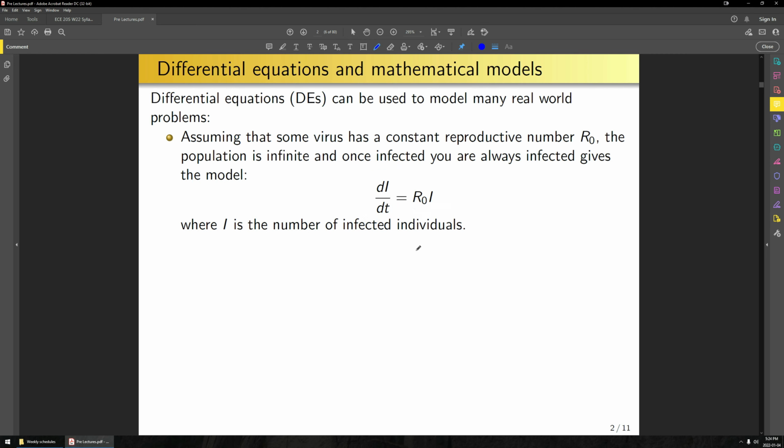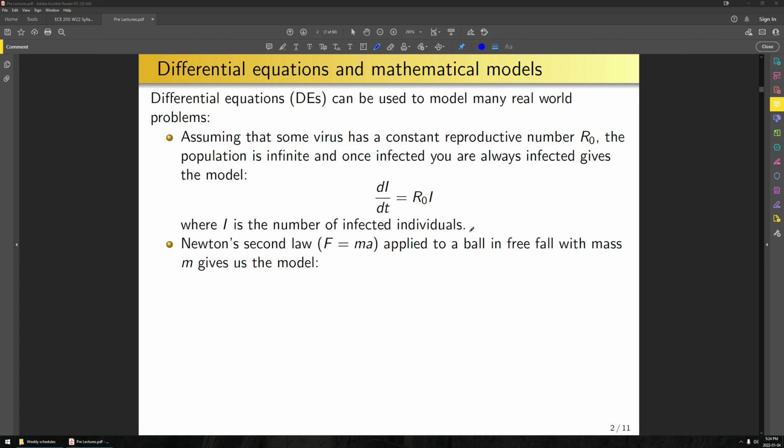Okay, so pretty simple equation. It's not going to be applicable for most cases. One, population's not infinite, and there's quite a few viruses where once you're infected, you're always infected, like herpes simplex, but there's lots of viruses where that is not the case. Okay, so that's one example of a differential equation that you could use to model some real-world problem.